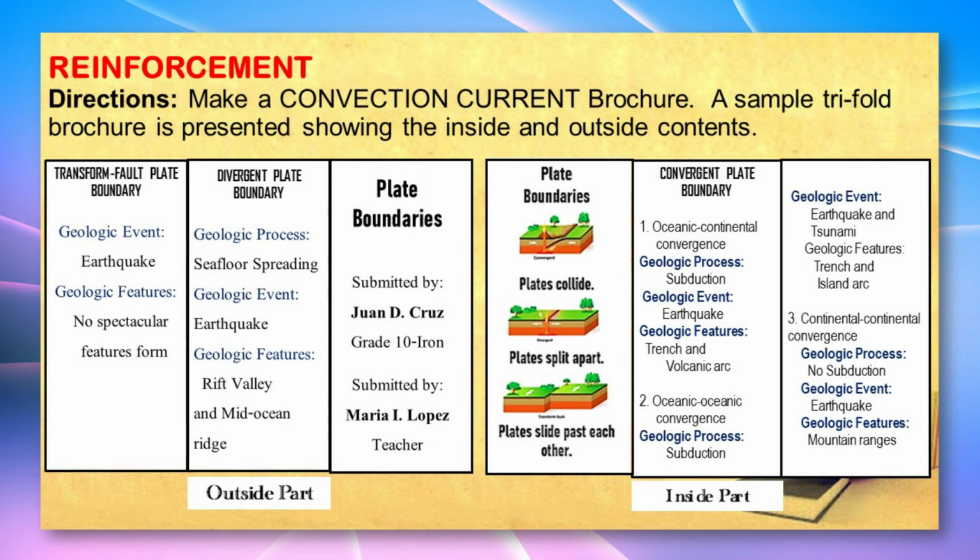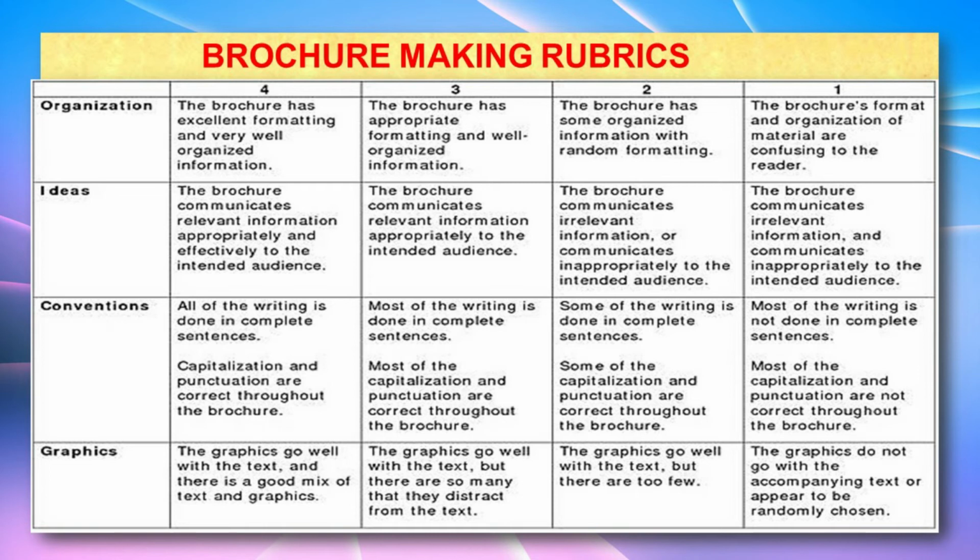Make a convection current brochure. A sample trifold brochure is presented showing the inside and outside contents. Your brochure will be rated through a rubric with the following criteria: organization, ideas, conventions, and graphics.